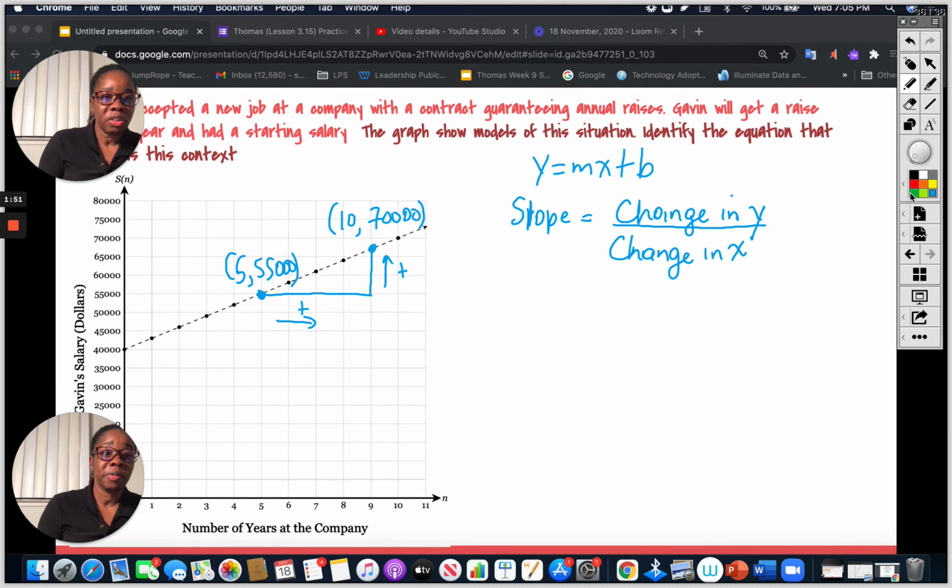For change in y, just recognizing our y coordinates, that's 70,000 and 55,000. So when we set this up, change in y is going to be given by, starting with my second point, 70,000 minus the y in the first point, 55,000. And then that should be divided by our change in x.